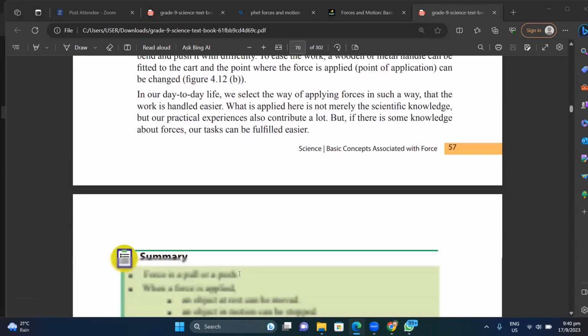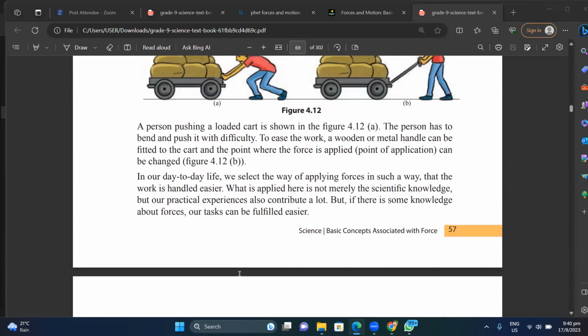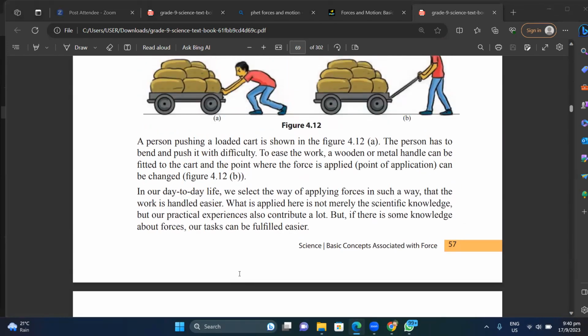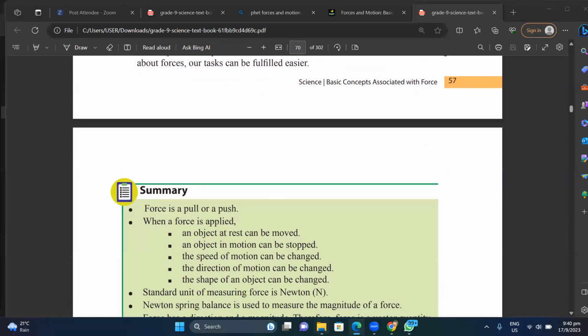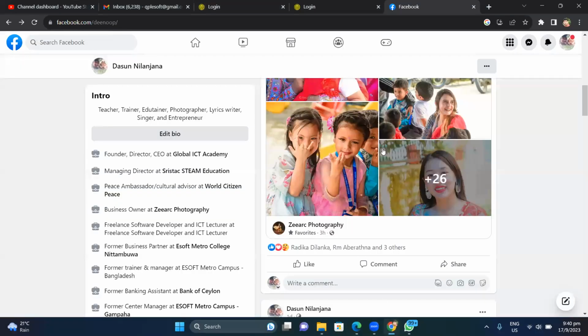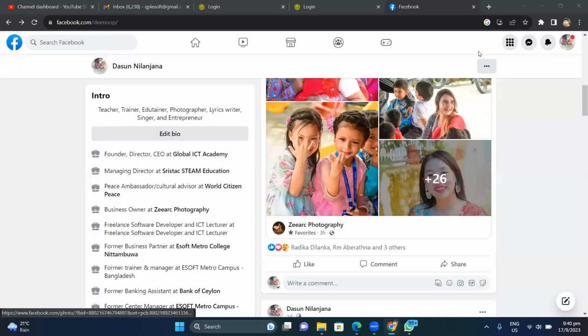Right. In our day-to-day life, when we apply forces, we need to consider the direction, also the point of application, also the amount of force that you need to apply. So that is what we have learned in this particular chapter. This is an easy one. And let's do some more activities.